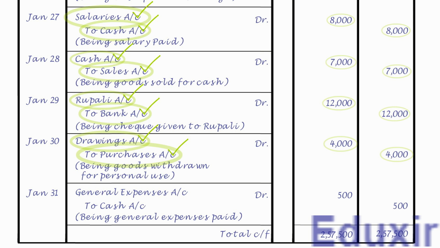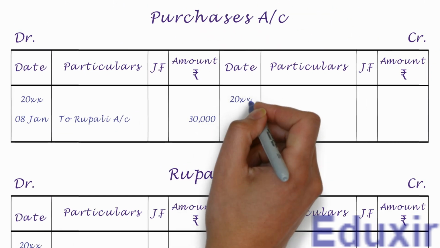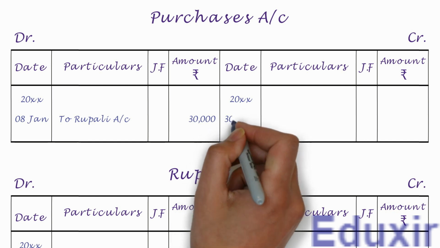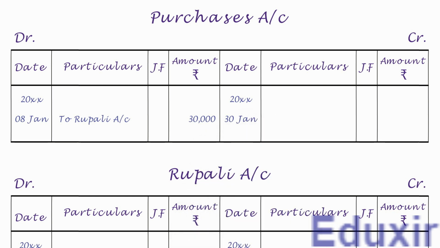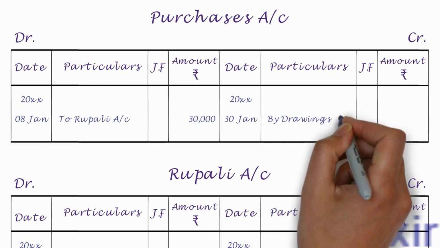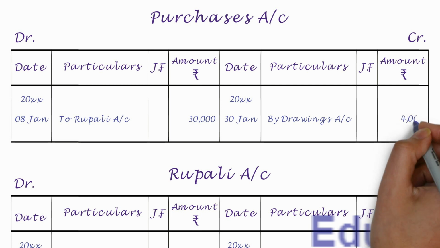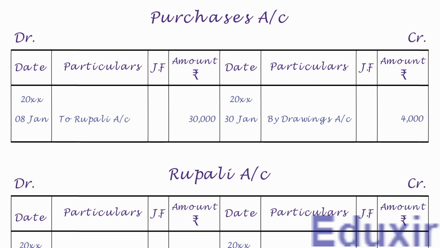As this is the first entry on the credit side, let us first write the year in the date column. Let us then write the date. We need to write by drawings account into the particulars column. Let us write the credit amount of 4000 rupees into the amount column. With that, we have completed the posting of this journal entry into the purchases account. Let us now take up the next entry.